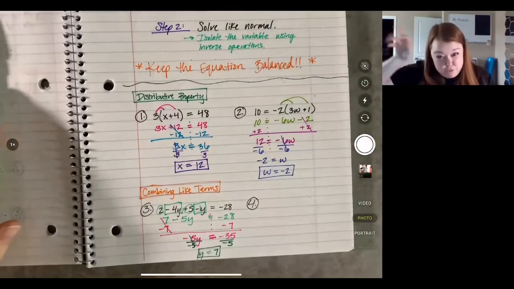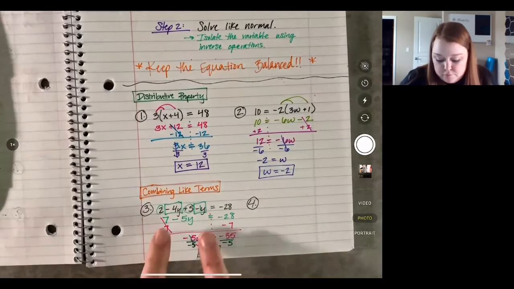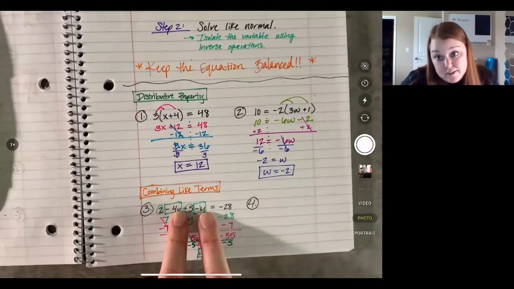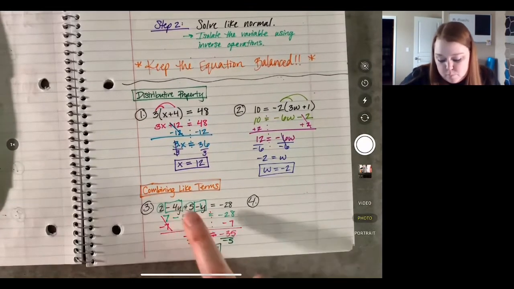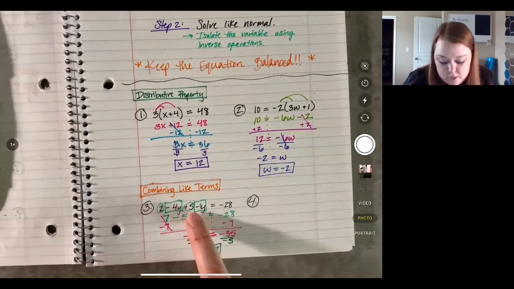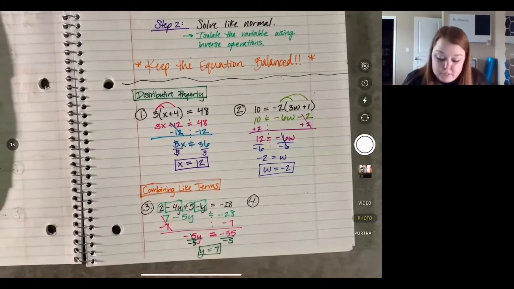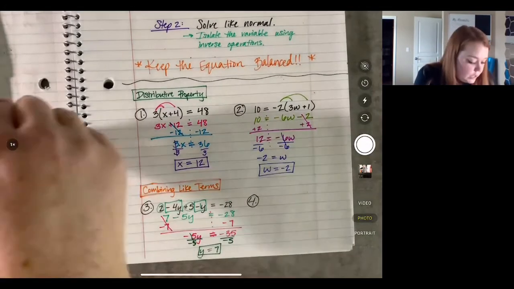Now, we're going to do checks on the next page, but I just want to mention something here. Since you have 2 locations where y is at, you would have to plug in your 7 on both of them. So it would be like 2 minus 4 times 7 plus 5 minus 7. Okay. It does come out correct. But we'll check on the next page.